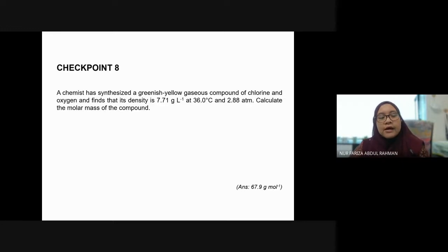Next we have checkpoint 8. A chemist has synthesized a greenish yellow gaseous compound of chlorine and oxygen and finds that its density is 7.71 gram per liter at this temperature and at this pressure. Calculate the molar mass of the compound. You can insert the density into the formula, or you can extract out the mass from the density.